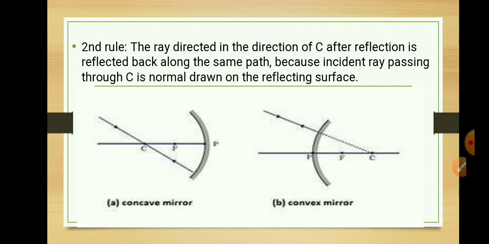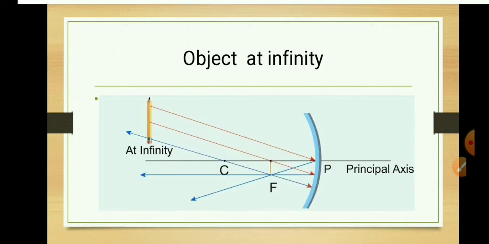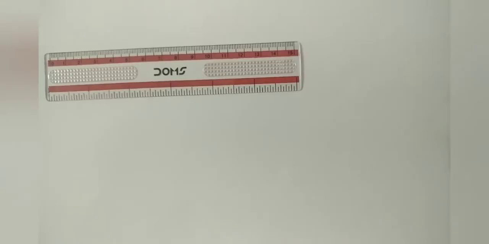This we know because the incident ray passing through the center is a normal drawn on the reflecting surface, and we know that if the ray is incident normally, then the angle of incidence and angle of reflection are 0, and so it will follow the same path. Now let's start with the construction of ray diagrams for the rules of the concave mirror.